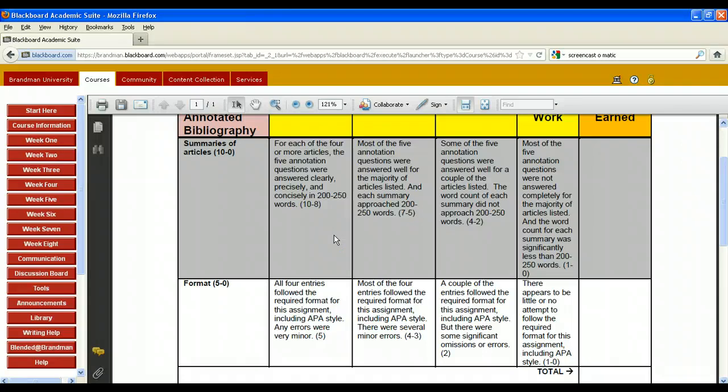So hopefully that helps you with the week 2 discussion board, where you share one of your annotated bibliography summaries and your annotated bibliography assignment.